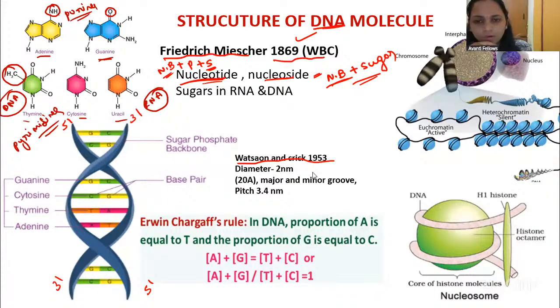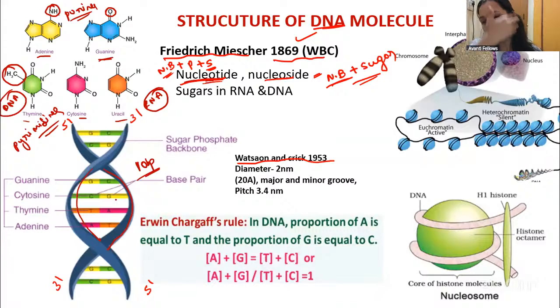Okay, so this is about the nitrogen bases. Then coming to the DNA structure, you can see that DNA is made up of nucleotides, not nucleoside. Okay, nucleotides. Here you can see the nucleotides are attached in one turn of the DNA, and one turn consists of 10 base pairs. Okay, 10 base pairs will be there in one turn.